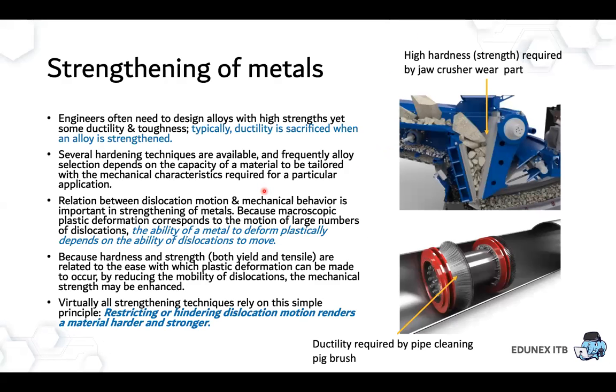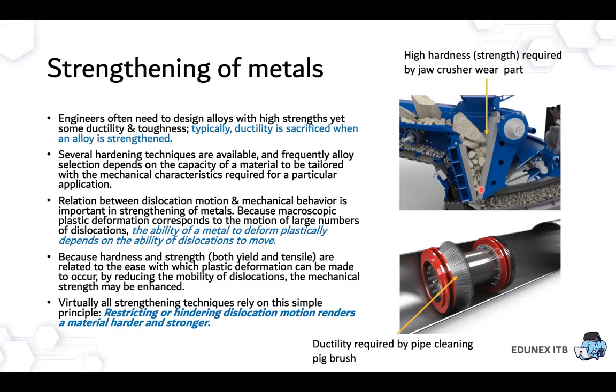So I'm going to explain to you that there are three ways we can strengthen metal. For example, this is steel, the same steel that you have, but we want the steel to be very, very strong because it needs to crush ores. This is called the jaw crusher.